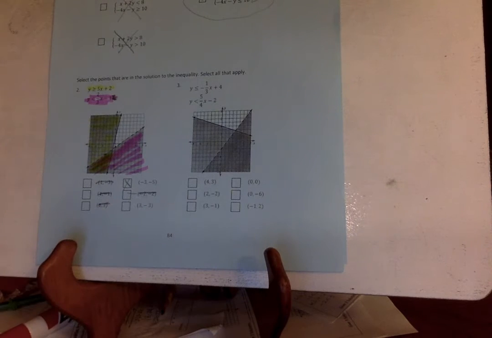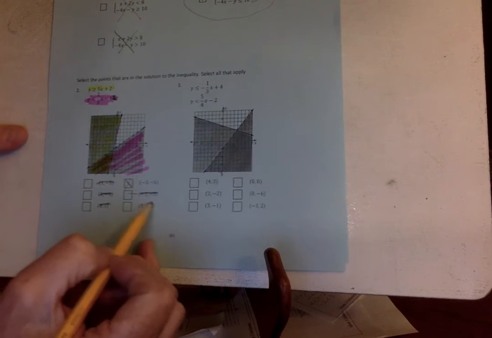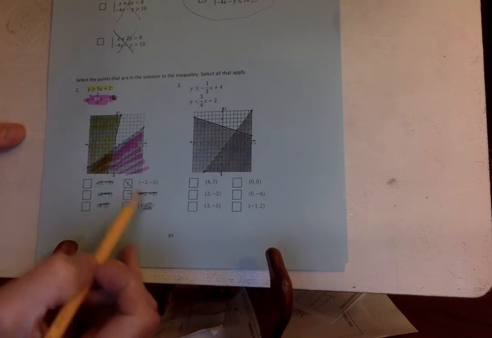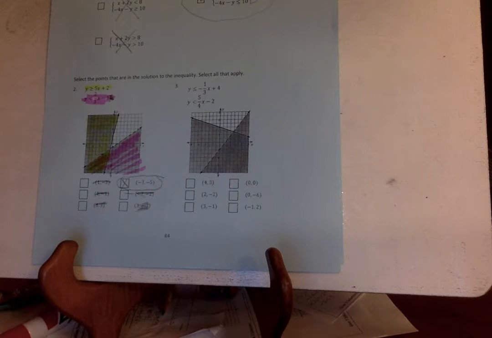And if we go 3, -3, over here, that's not a solution to both. So, looks like we only have one solution, and that's going to be -3, -5.